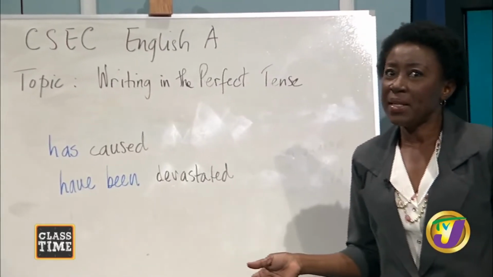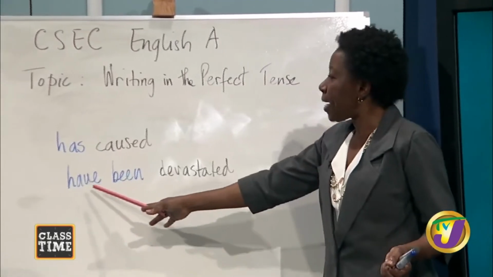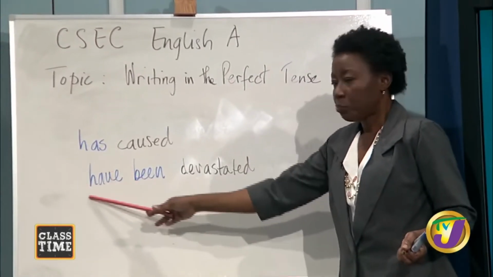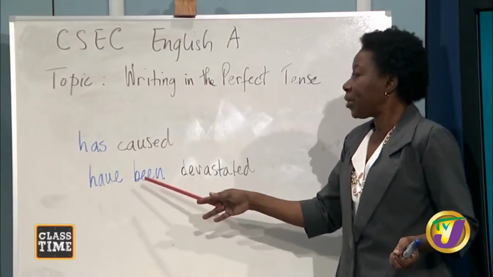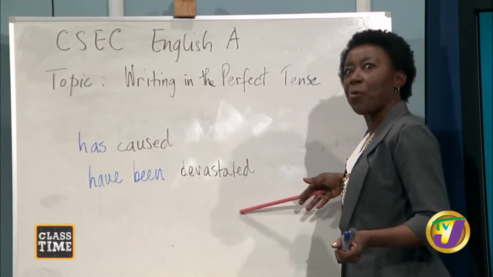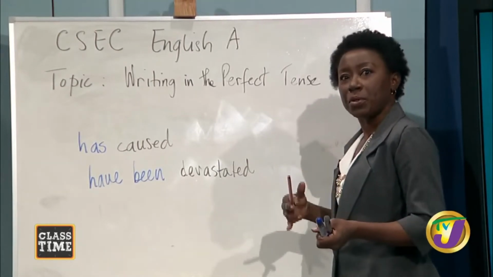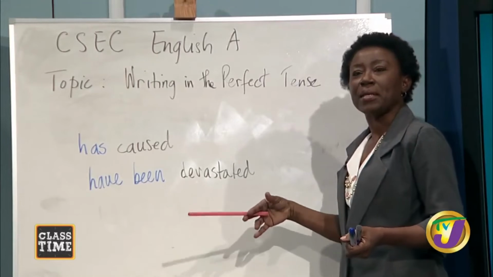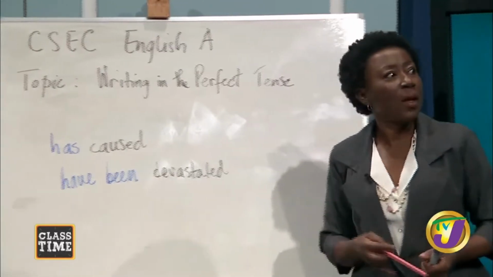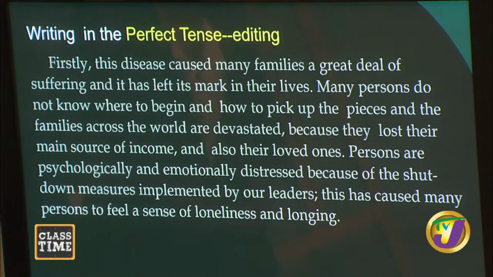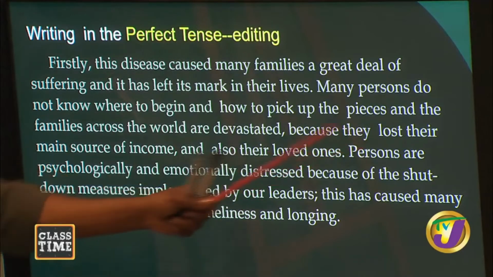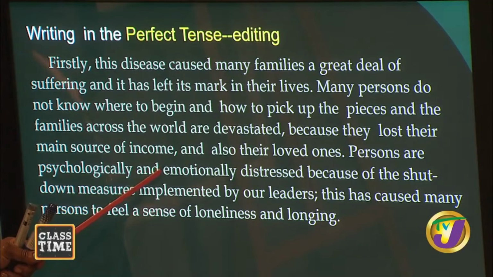Why do we say have been devastated? Because right now, but it started before, way back, the year before, pushing back. So we want to account for this situation, and it's a much better expression. So, okay, let's continue. Because they lost their main source of income. They lost. That's the past simple tense. We want to say they have lost.